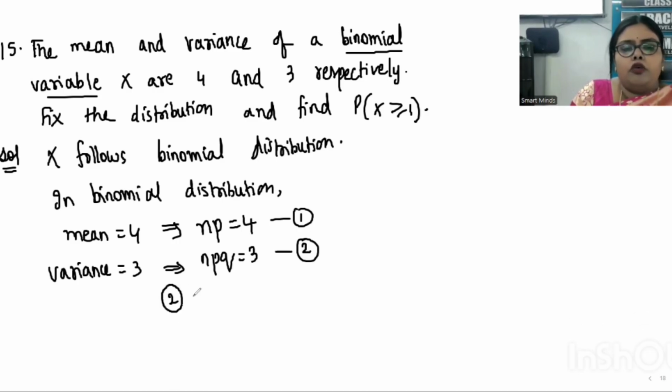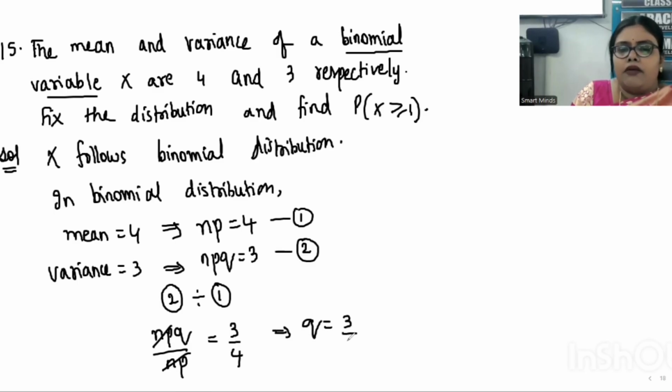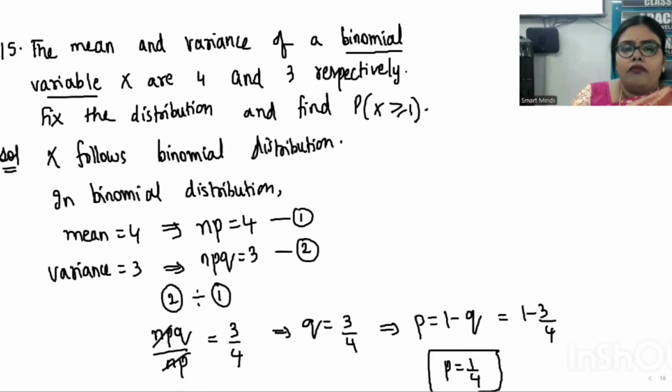Let us divide 2 by 1. So you will get NPQ by NP equals to 3 by 4. NP get cancelled. You get Q equals to 3 by 4. If Q is 3 by 4, then P is 1 minus Q. So that is 1 minus 3 by 4. So P equals to 1 by 4. We got P value and we got Q value.